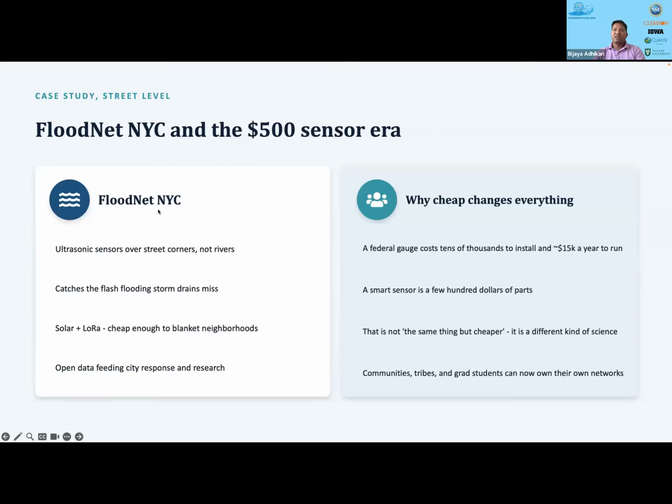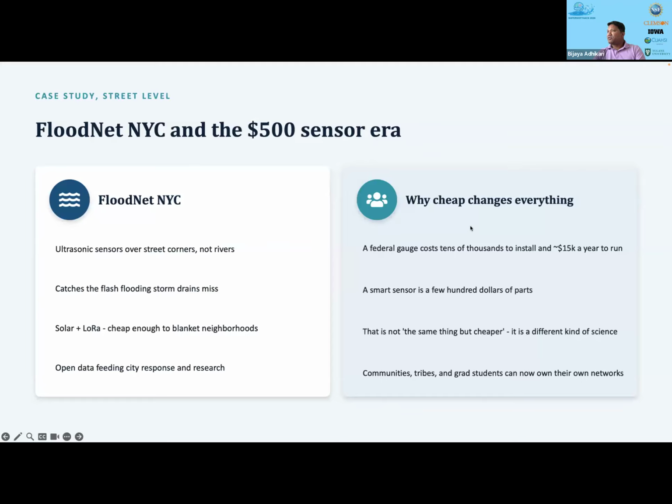Similarly, Flood NYC uses ultrasonic sensors over the streets, not the rivers, so again different from what we have seen so far. Its goal is to catch flash flood warnings from the drainage. It's powered by solar and talks in LoRa, cheap enough to do blanket surveillance of neighborhoods over NYC. This data is also open, and it helps determine the city's response, so whenever the city has to pay attention, they can.